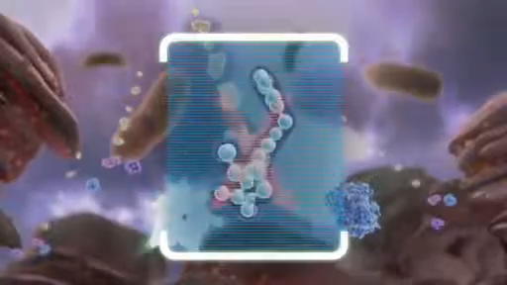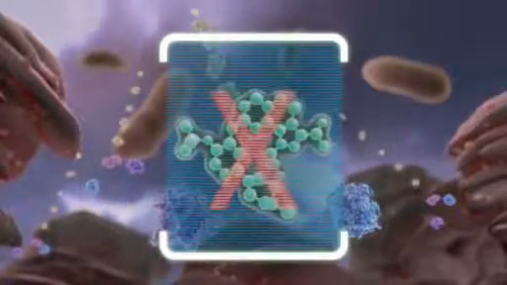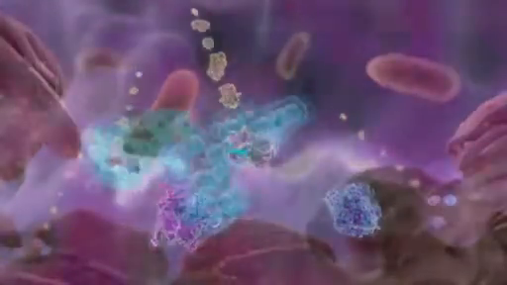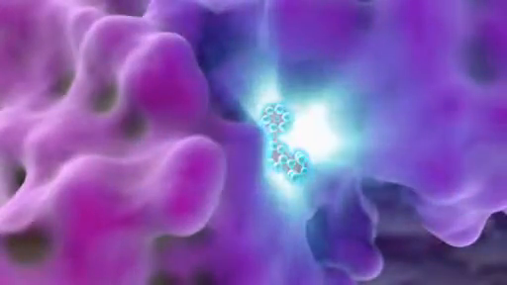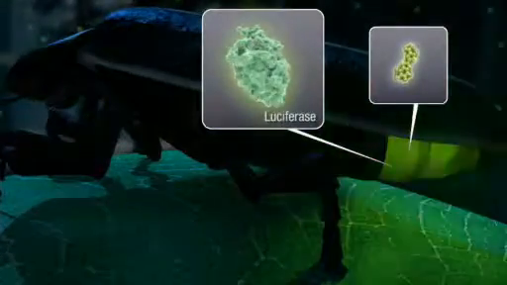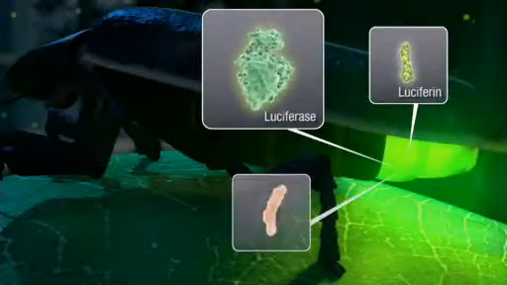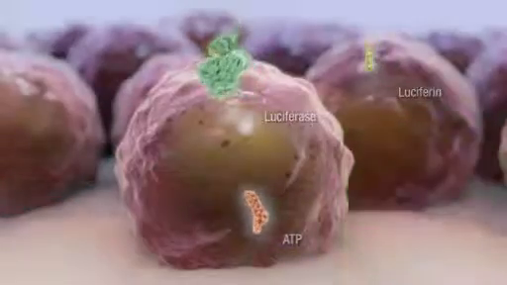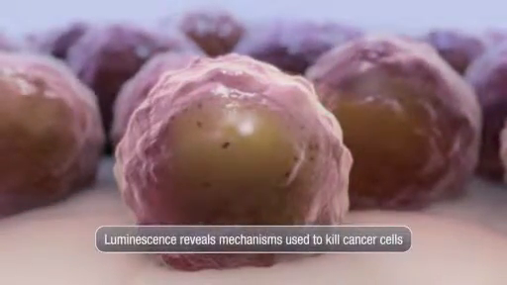A significant challenge in cancer drug discovery is to quantify the effectiveness of new lead compounds. It is also essential for scientists to determine the mechanisms used by cancer drugs to kill cancer cells. Scientists take advantage of a natural biochemical reaction used by fireflies that utilizes the luciferase protein, luciferin, and the cellular energy source ATP to investigate a lead compound's cell-killing effectiveness and the biochemical signaling mechanisms it uses to kill the cancer cells.